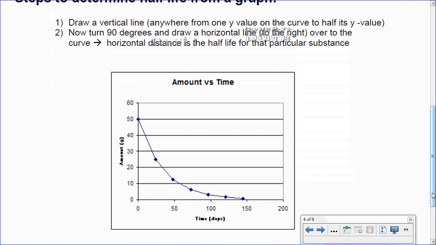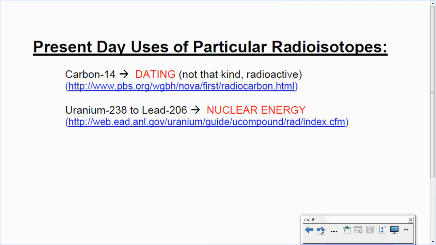If you're given a graph and asked to determine the half-life of something, it's actually quite easy to do. You take a vertical line anywhere from one y value on the curve to half of its y value. So if we start out here, there's a y value, 50. We drive a line down to half of that, 25. Then we go over, turn 90 degrees, and draw a horizontal line to the curve. When we read down, this distance is how long the half-life is, 25 days in this particular example.